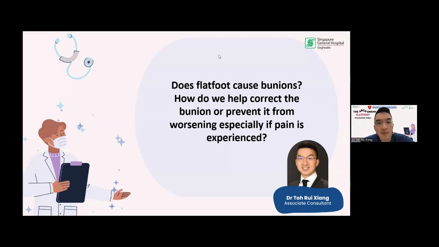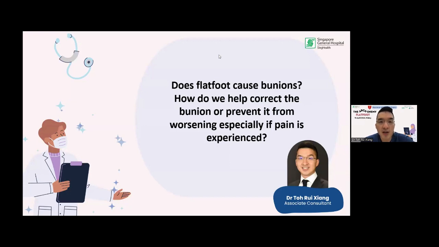So when we see patients with bunions, which we often do, we always assess them for flat feet. And if the flat foot is severe enough, we try to correct them in the same sitting to prevent the recurrence of the bunion. And it is difficult to correct the bunion in itself.